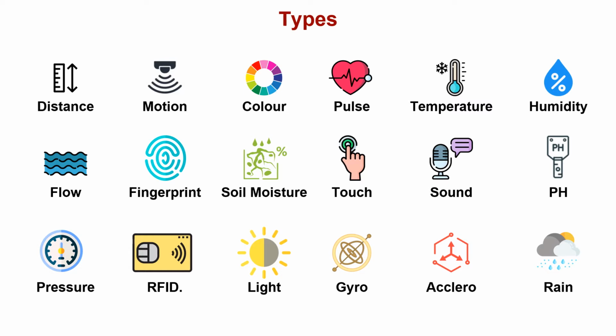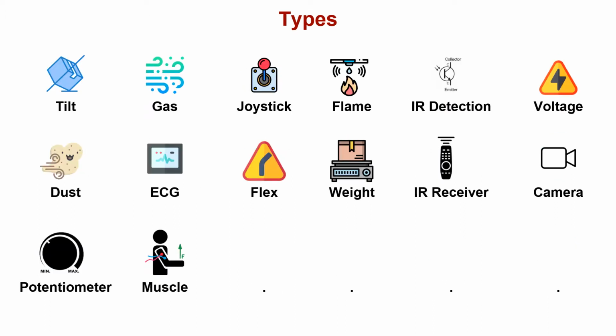So these types of sensors are available: distance, measure, motions, colors, pulse, temperature, humidity, flow, fingerprint, moisture, touch, sound, pH, pressure, RFID, light, gyro, accelerometer, rain, tilt, gas, joystick, flame, IR, voltage, dust, ECG, flags, weight, IR, camera, potential, muscles.